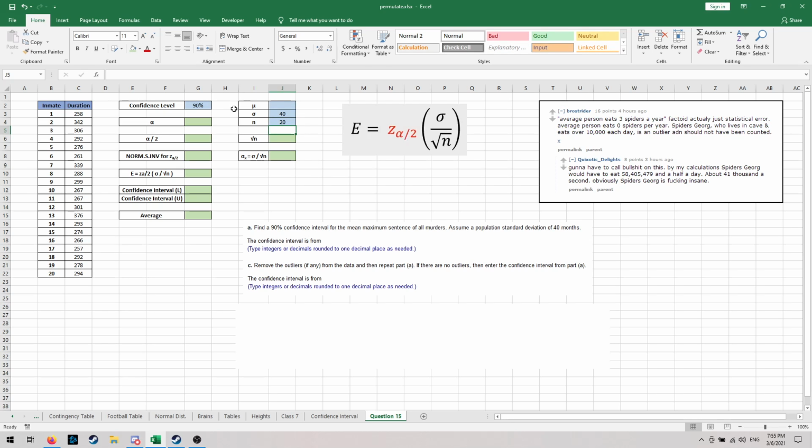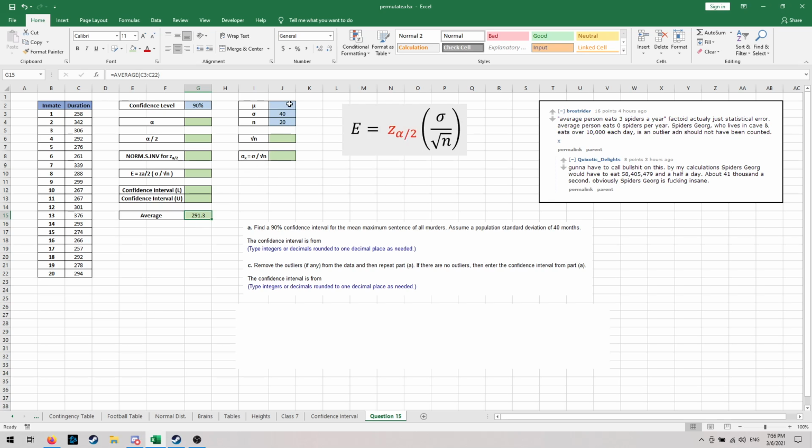Now we need to find the mean. To do that, we're going to take an average of all these numbers. So we're going to press equals, average, select this column, close our bracket, and we're going to get 291.3.